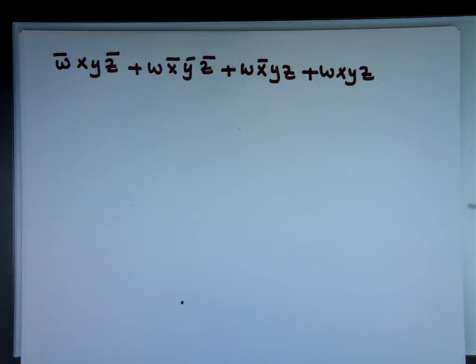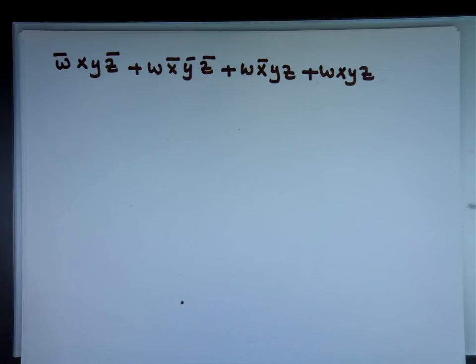Can I simplify that design? Well, let me look at the first two and the last two. Let me just make sure I copied it right. W bar X, Y, Z bar, plus W, X bar, Y bar, Z bar, plus W, X bar, Y, Z, yep.